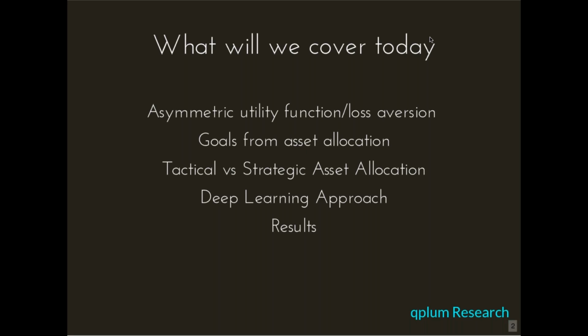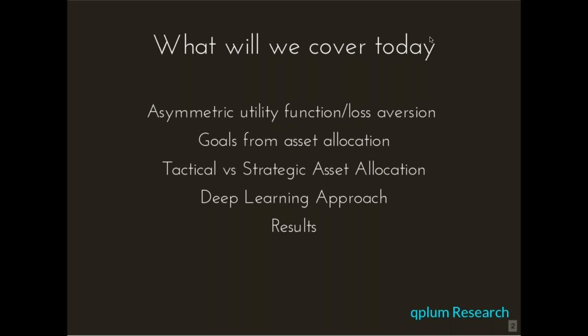What we'll cover today: first, they face an asymmetric utility function, just general loss aversion, in the sense that if I make 6% versus 16%, 16% makes me happier, of course, but not as much as the penalty I feel of losing 4% versus minus 14%. So losses hurt much more than gains.